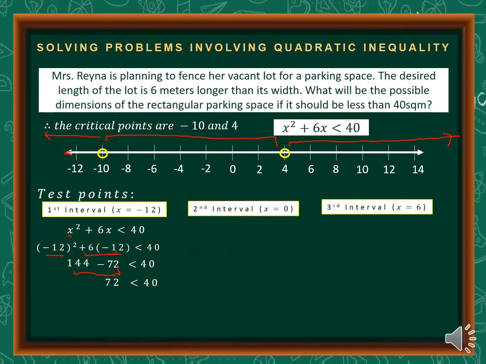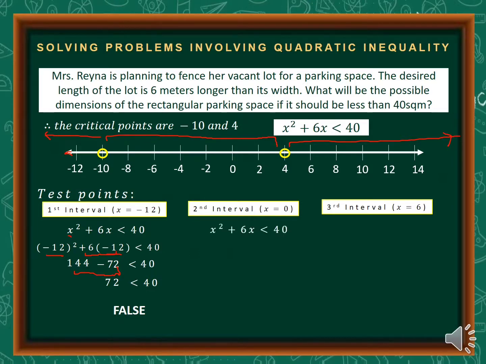Is that true or false statement? Ang 72 daw ay mas malaki kay 40. True or false? Very good. So that is a false statement. So ibig sabihin, first interval is not part of the solution set.